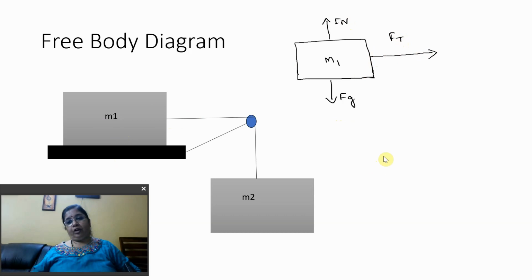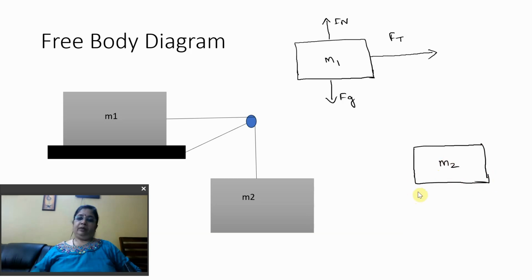If I'm going to draw a free body diagram for M2, let me draw a free body diagram for M2. What are the points in contact? I don't find anything here. I don't find anything here. Obviously, there is a gravitational force that is pulling it down. And you see there is a string here. What is this doing? It is pulling it up. Force of tension. This is a free body diagram for M2.